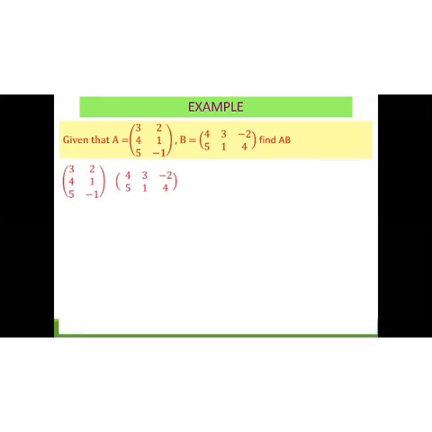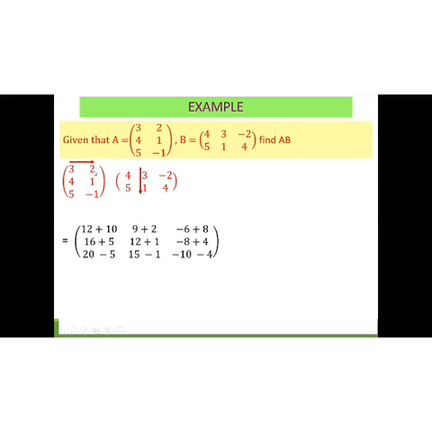Okay, so I'll show you how all these elements in the answer were obtained. Let's start with the first one. We take the first row and multiply by the first column here. So we have 3 times 4 plus 2 times 5. So 3 times 4 is 12, and that gives us 12 plus 10. Then we take that same first row times the second column. That gives us 3 times 3 plus 2 times 1. So 9 plus 2 here.